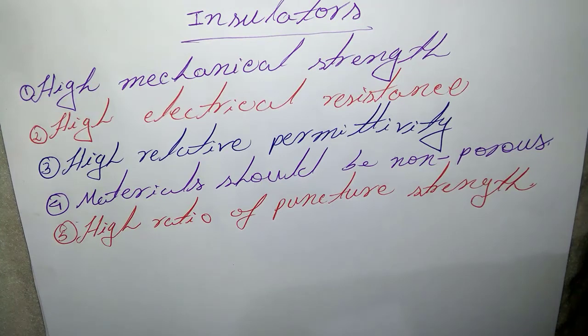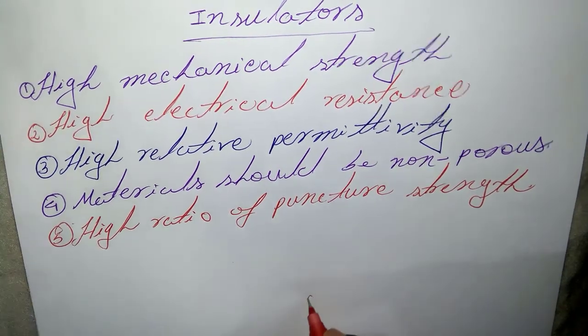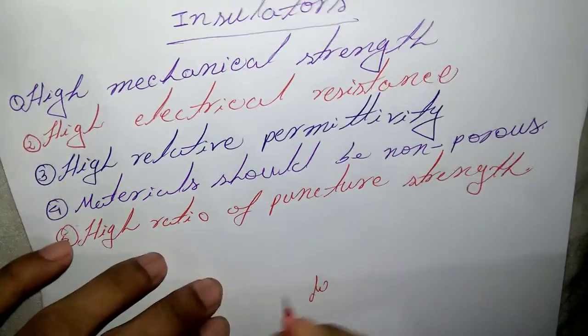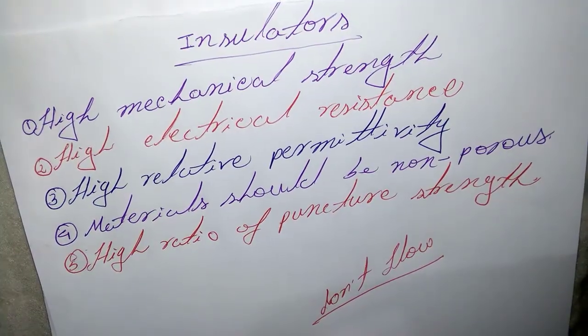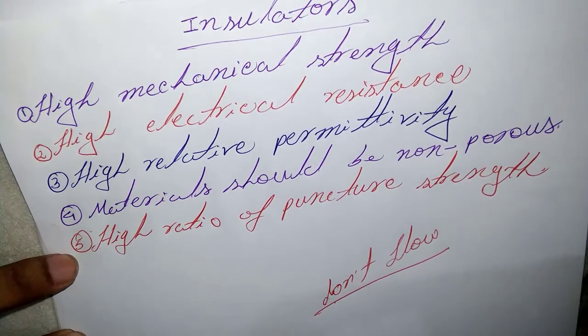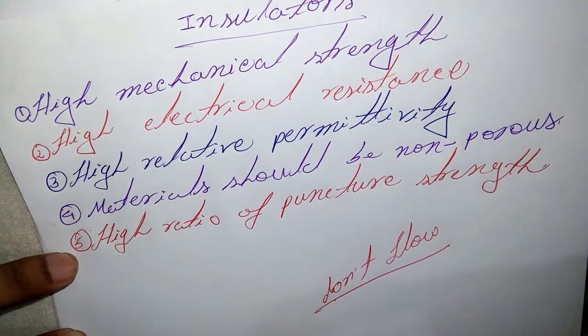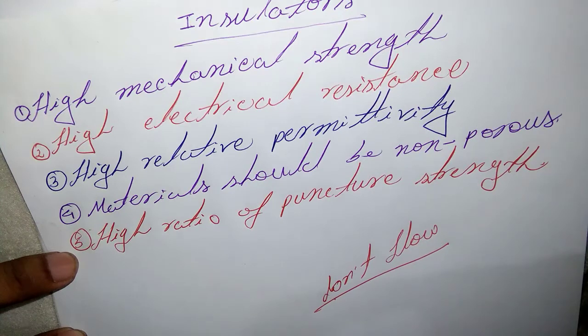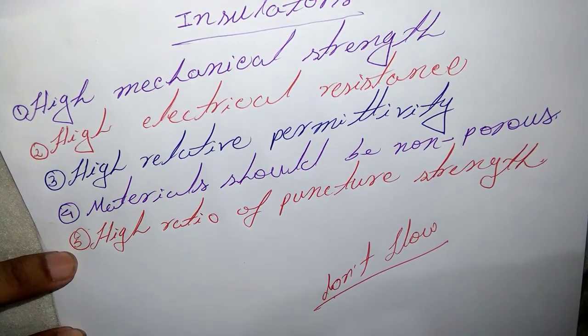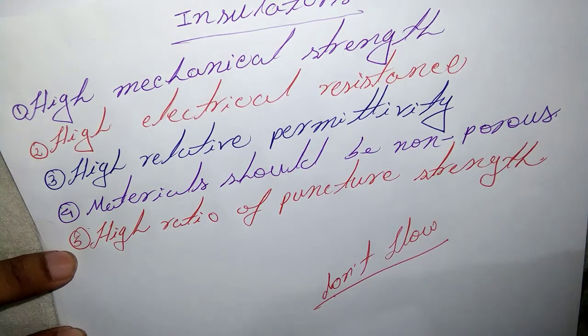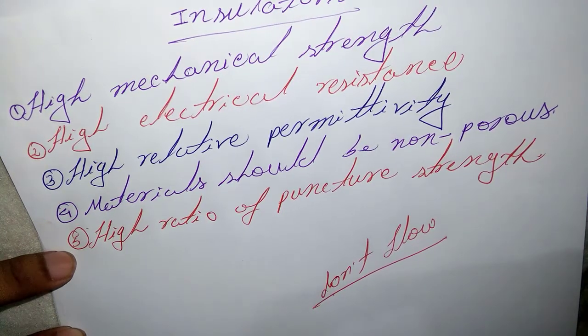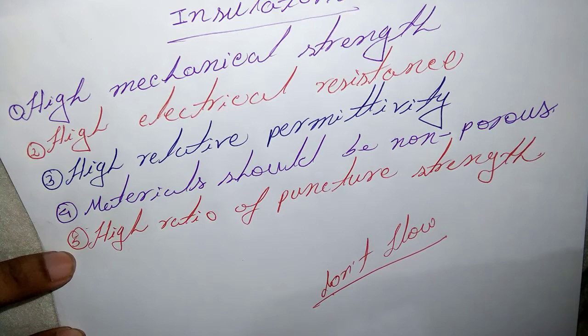The overhead line conductor should be supported on poles or towers in such a way that currents from the conductor do not flow to earth through the supports. This is achieved by securing the line conductor to the supports with the help of insulators.